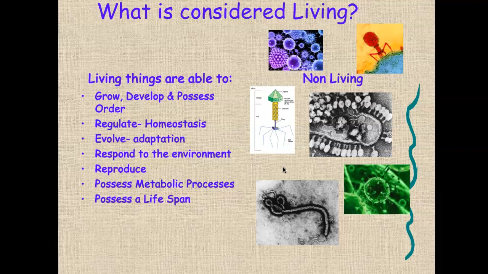And so I know everyone got this in cell biology, but just to remind you, what makes something living is this list right here. Growth and development in order, homeostasis, adaptations, evolution, all living things evolve. Response to the environment, reproduction, metabolic processes, and all living things possess a lifespan.